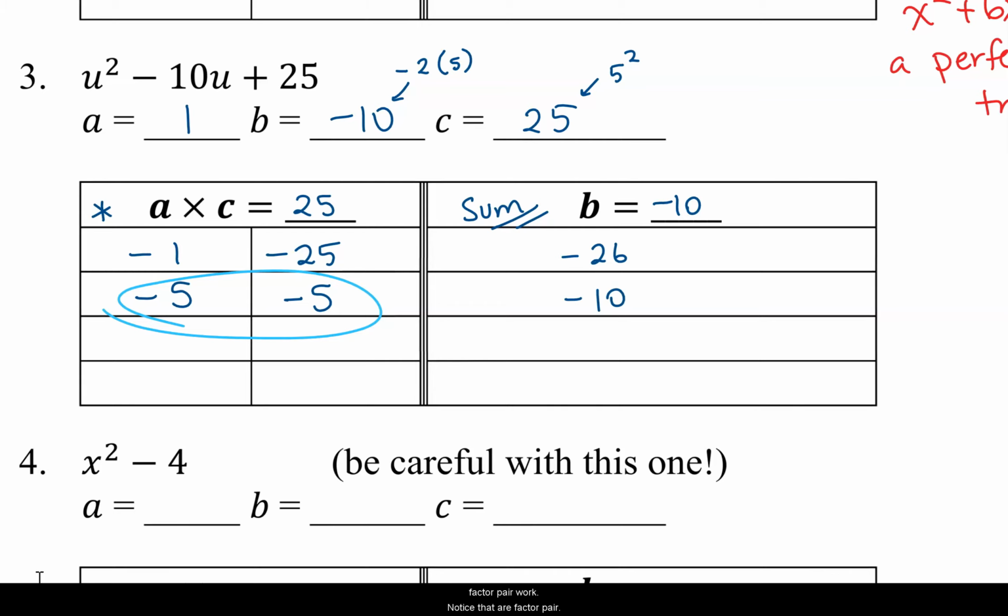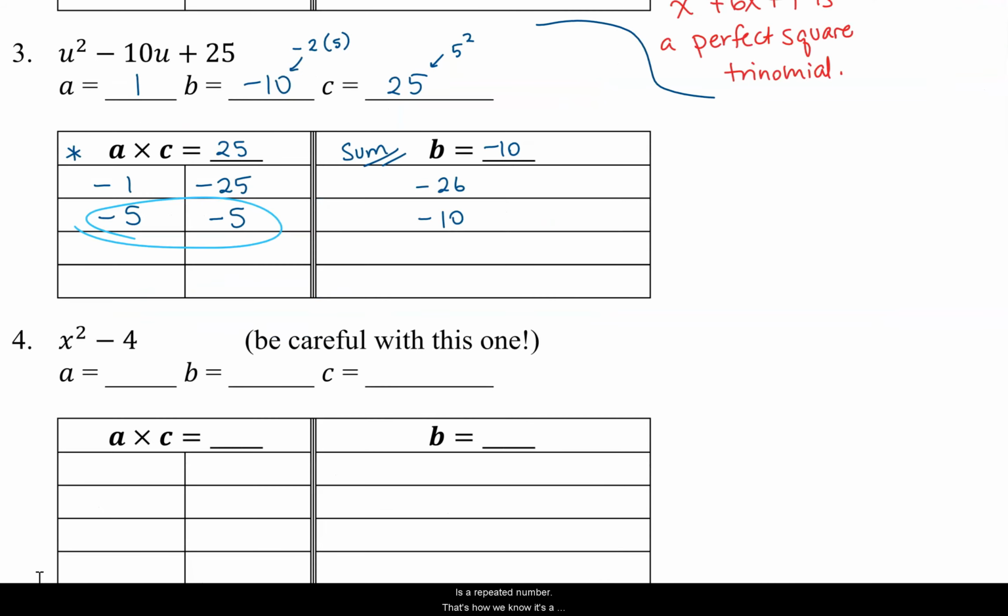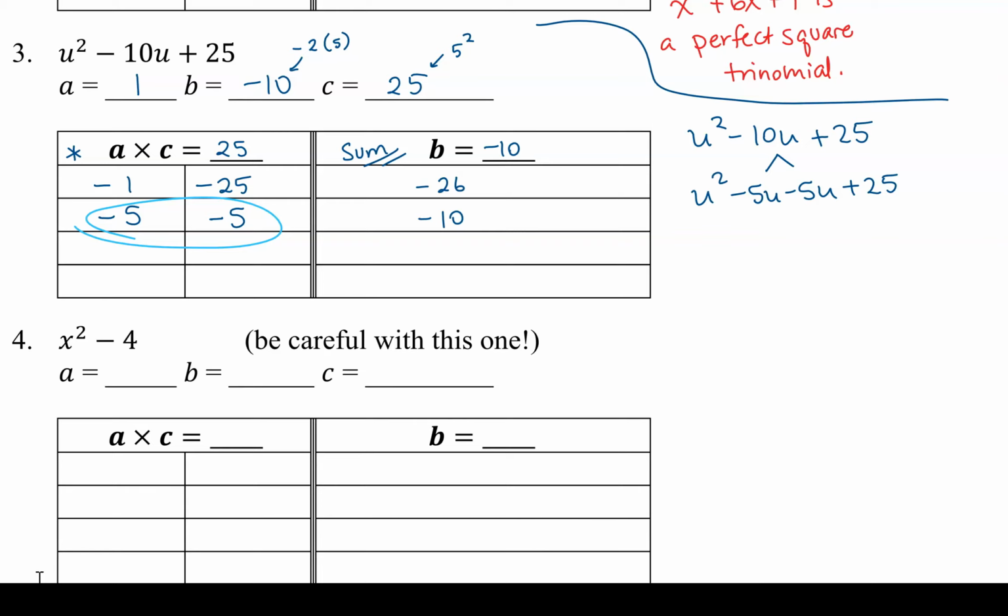Notice that our factor pair is a repeated number. That's how we know it's a perfect square trinomial. So coming over here, u squared minus 10u plus 25. We can split the minus 10u into negative 5u minus 5u, and then tack on the first and the last terms. And then just like before, factoring by grouping. Group the first two, group the last two.